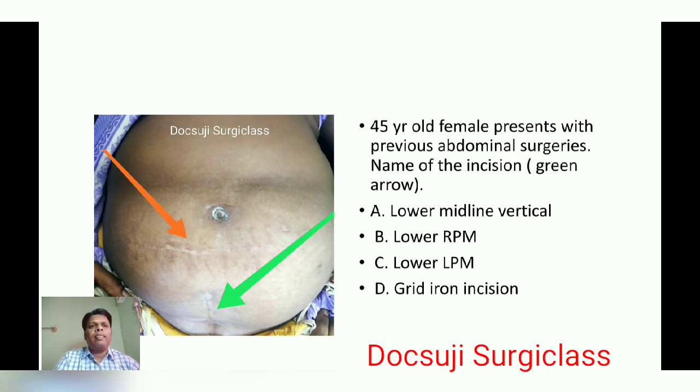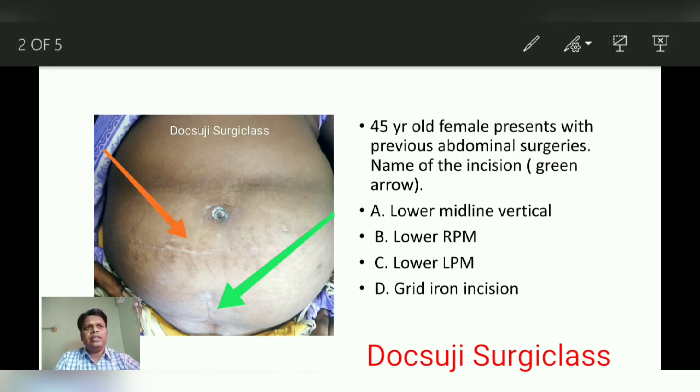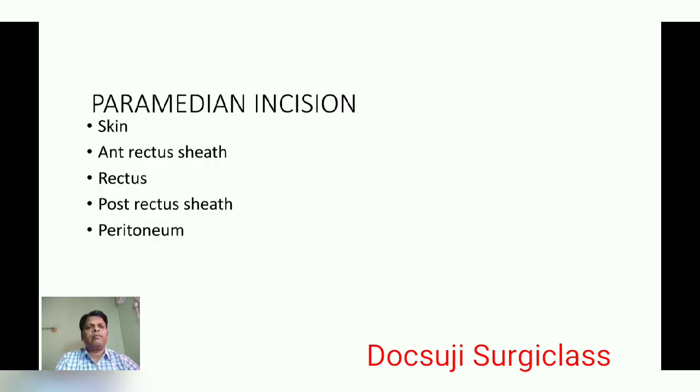The options are: A, lower midline vertical incision; B, lower right paramedian; C, lower left paramedian; and D, gridiron incision. Here the answer is option B, that is lower right paramedian incision. So we will go into the discussion about this paramedian incision.